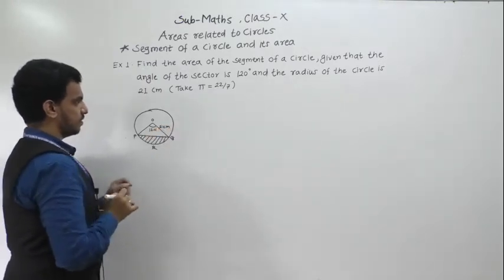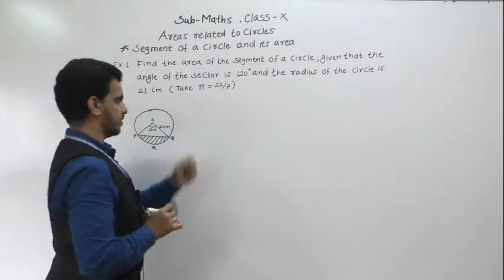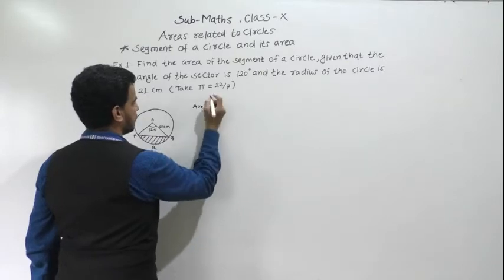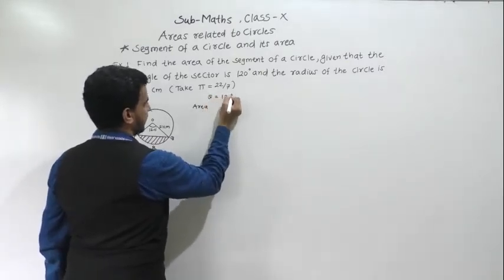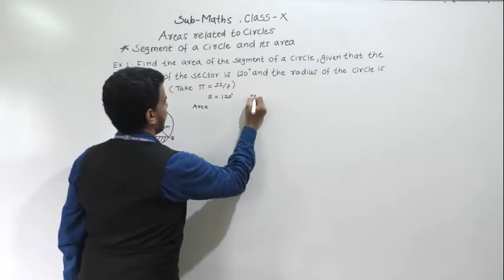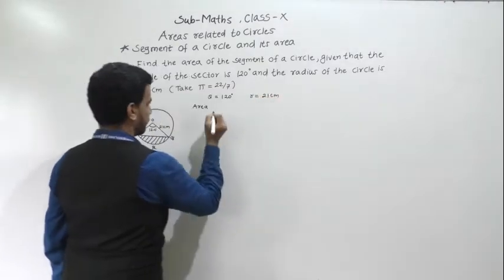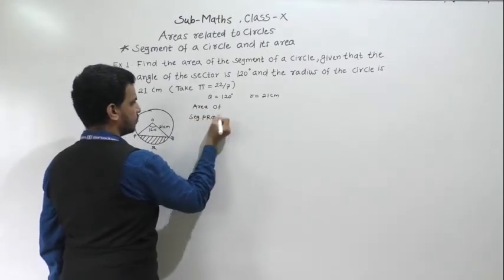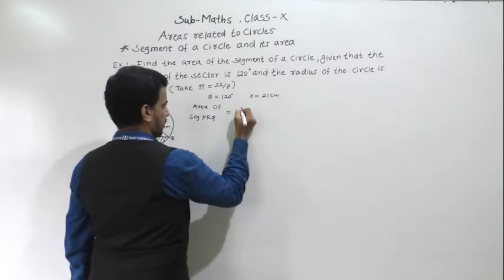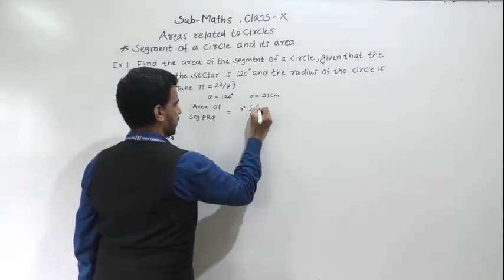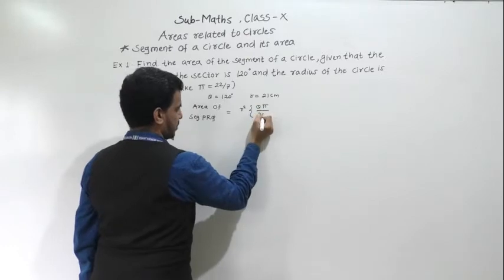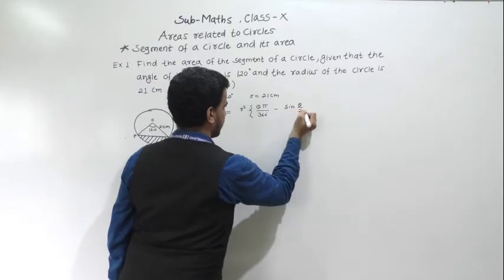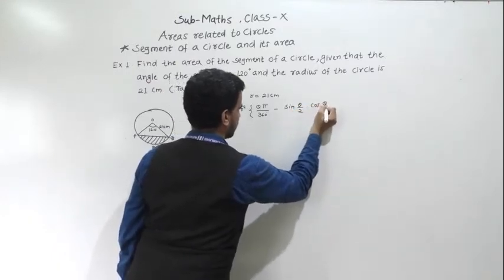The radius is given as 21 centimeter, and we have to use pi as 22/7. So write the formula directly. First write the given quantities: theta is 120 degree, then r is 21 centimeter. Then write the formula: area of segment PRQ is equal to r square in bracket theta pi upon 360 minus sine theta by 2 into cos theta by 2.